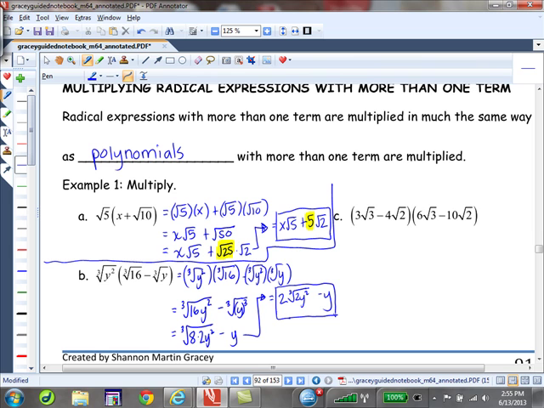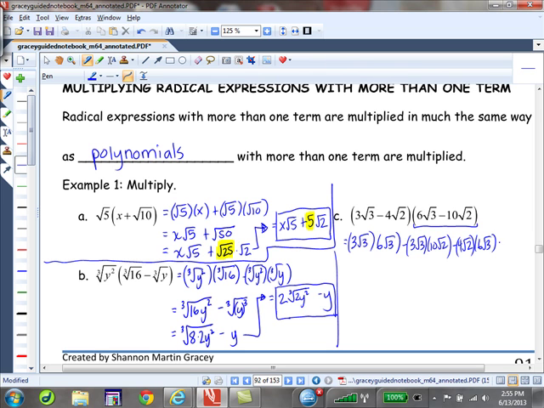All right. Part C. Got a little bit more going on here. This will end up being 3 root 3. So I'm going to hold this one steady and we're going to distribute each of these terms. So 3 root 3 times 6 root 3 minus 3 root 3 times 10 root 2. So now the 4 root 2 gets distributed. So we'll have minus 4 root 2 times 6 root 3.